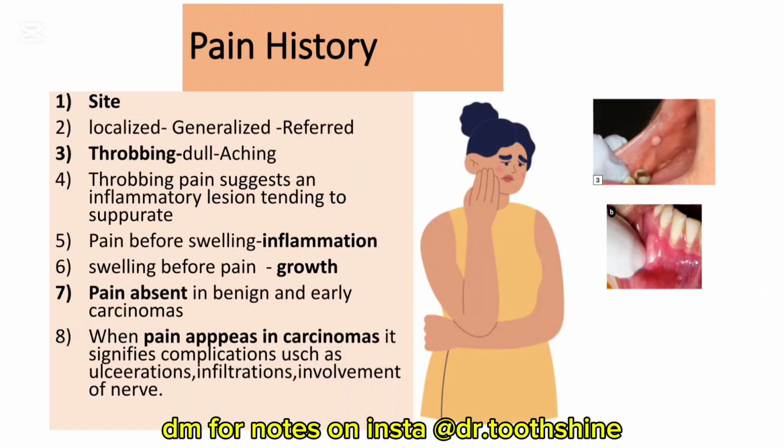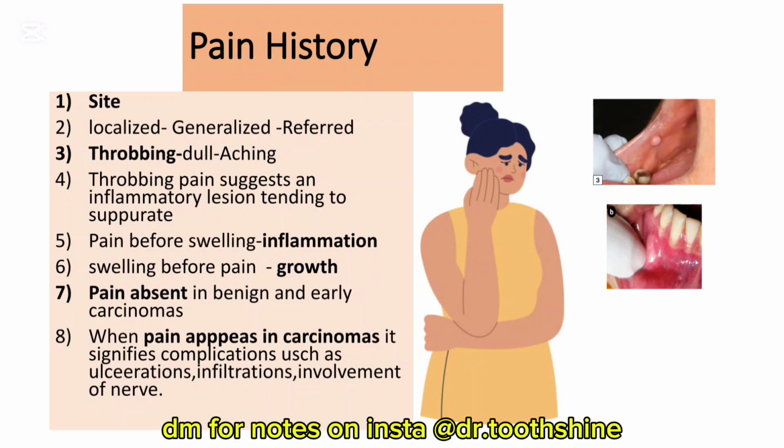Okay, so next is pain history. For taking pain history, we will go with SOCRATES. For site, we'll ask where it is located, whether the pain is localized, generalized, or referred, and whether it is throbbing, dull, or aching. If the pain of the swelling is throbbing, it may suggest an inflammatory lesion leading to suppuration.